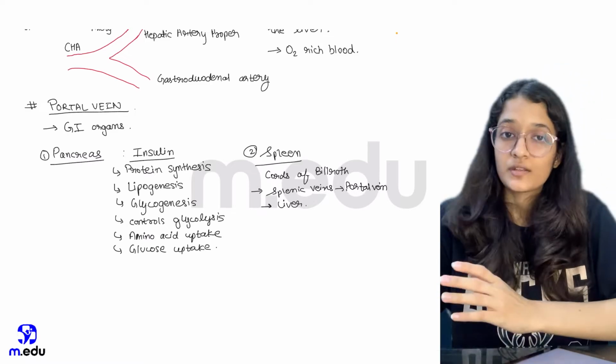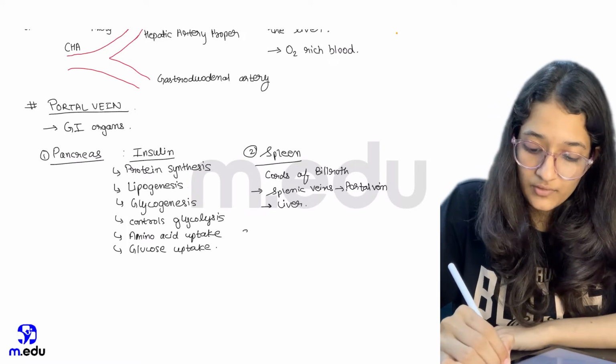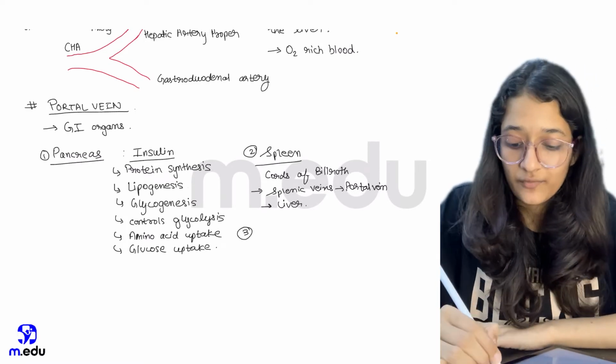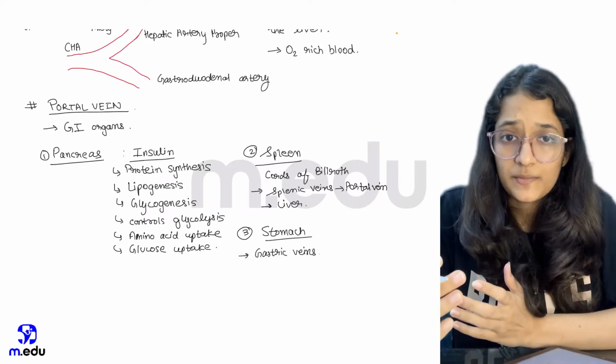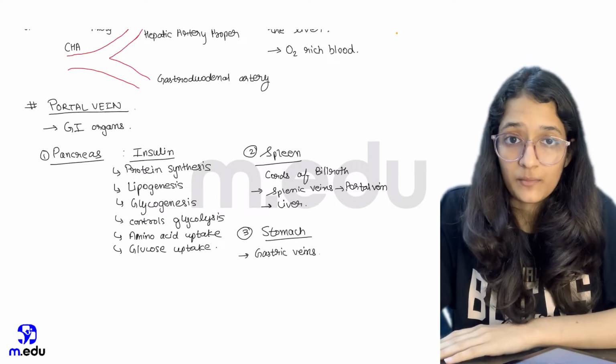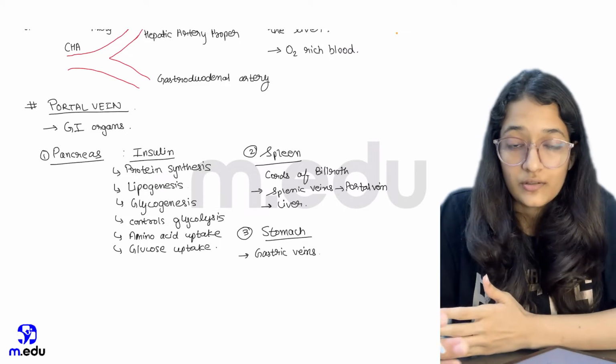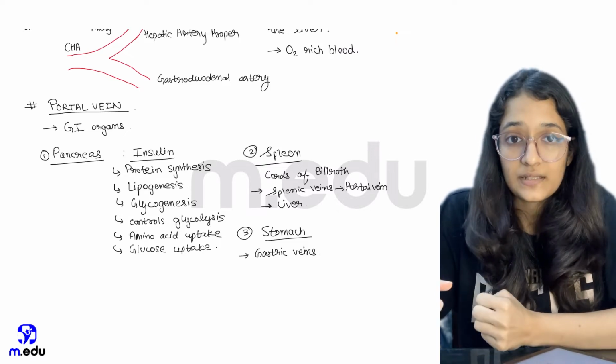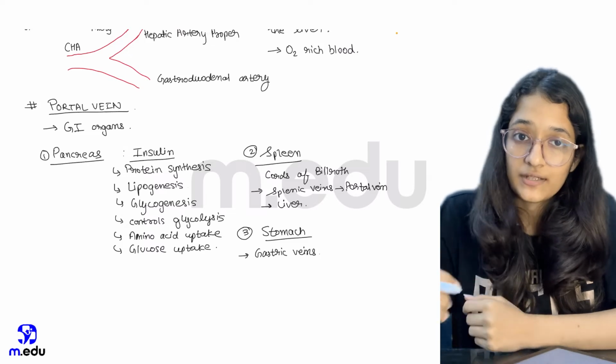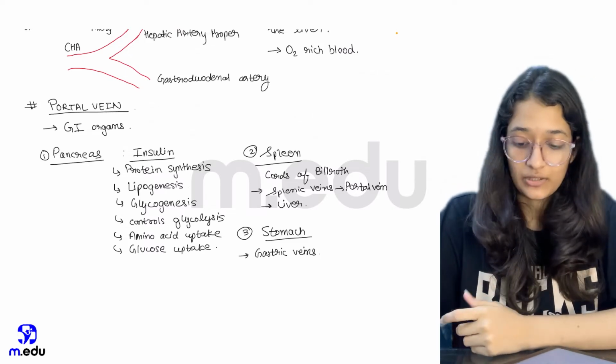So the third type of veins are the gastric veins. Now all the substances that are absorbed in the stomach, like the lipid soluble substances such as aspirin, alcohol, all these substances through the gastric veins are taken to the liver via the portal vein.